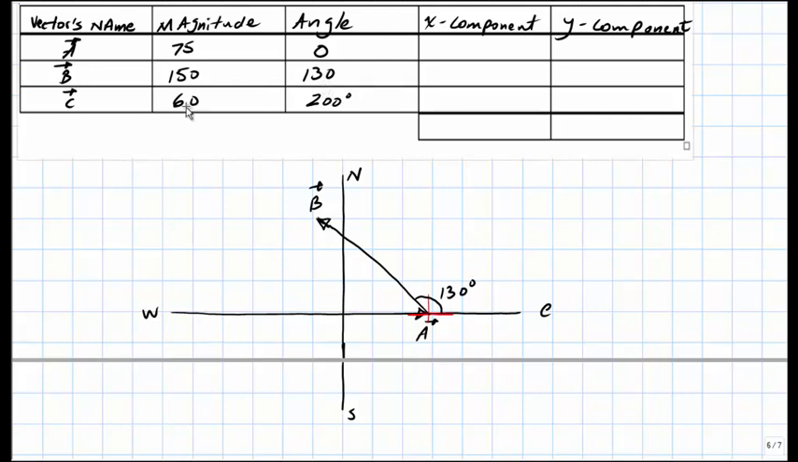Finally, the hiker's traveling 60 meters at a direction of 200 degrees. So let's draw that. First, let me just move this vector B over. Next, we'll draw a portable Cartesian coordinate system right here. 200 degrees, of course, is within the third quadrant. We're going to travel 60 meters. So the third leg of the journey looks approximately like this. And we'll call this vector C. The 200 degrees is this angle right here.